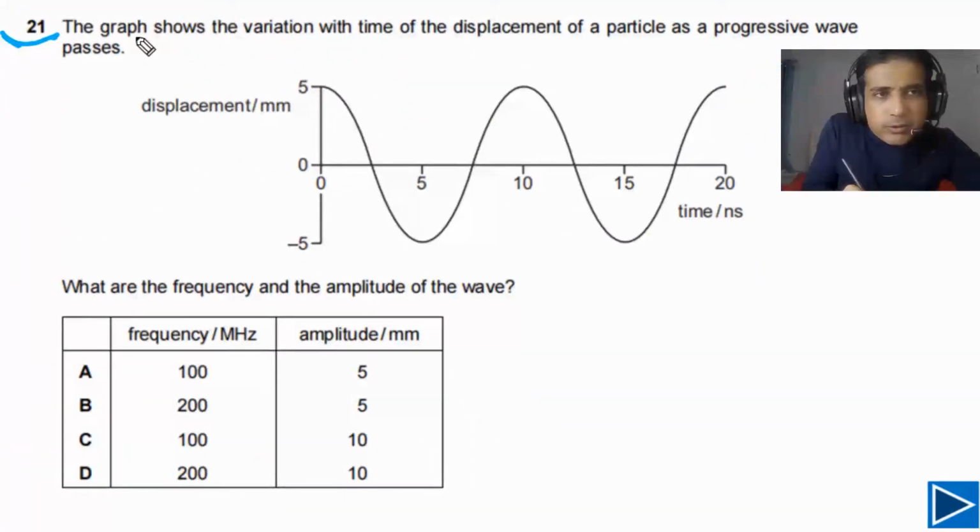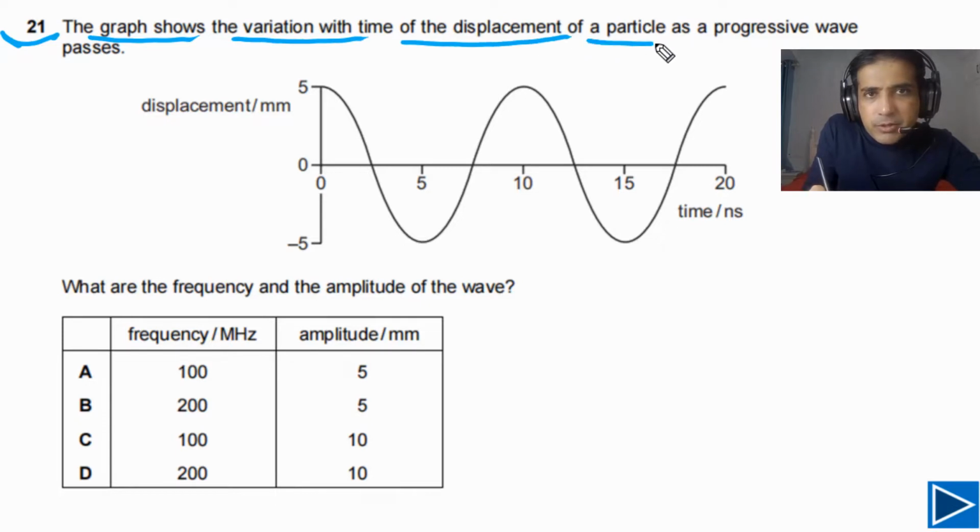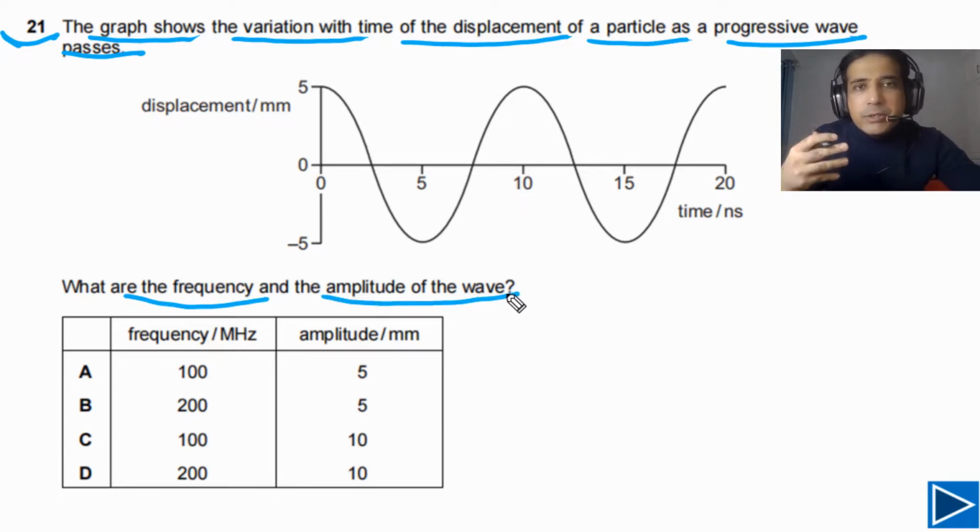For question number 21, it is given to us the graph shows the variation with time of the displacement of a particle as a progressive wave passes. We need to find out what are the frequency and amplitude of the wave. This question is pretty straightforward one.